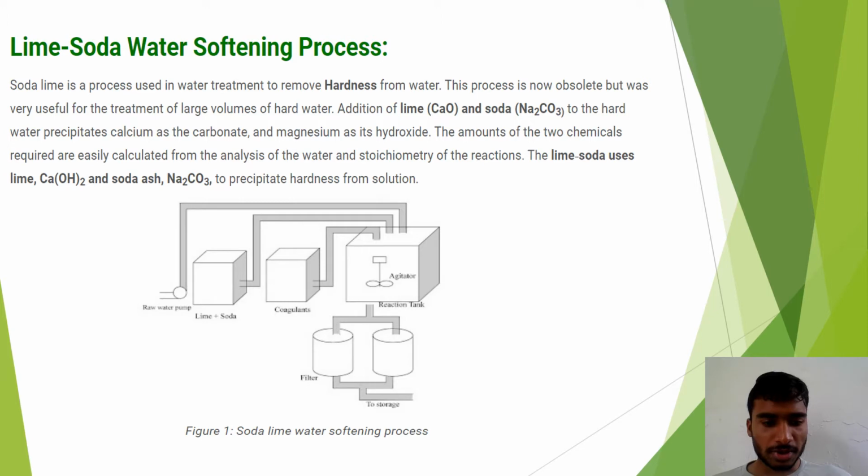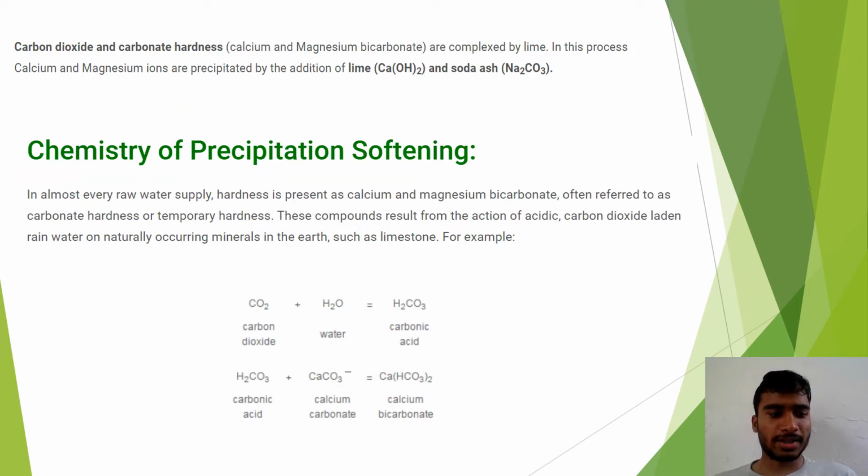This is the diagram of soda lime water softening process. Carbon dioxide and carbonate hardness, calcium and magnesium bicarbonate are complexed by lime. In this process, calcium and magnesium ions are precipitated by the addition of lime, Ca(OH)2, and soda ash, Na2CO3. Now let's look at the chemistry of precipitation softening.